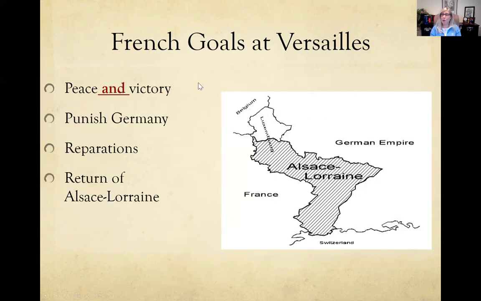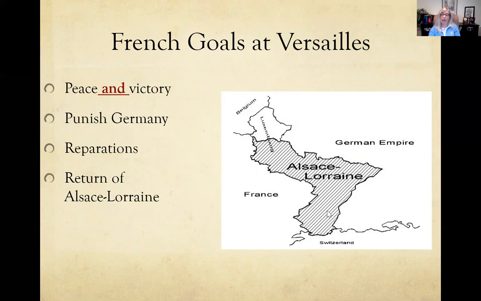France has kind of the same goals. Okay, they want peace and victory. They want Germany punished, and they want reparations. They actually want cash money for what has been lost here, and they also want this region returned to them. And this is going to play a role in the startup of World War II.